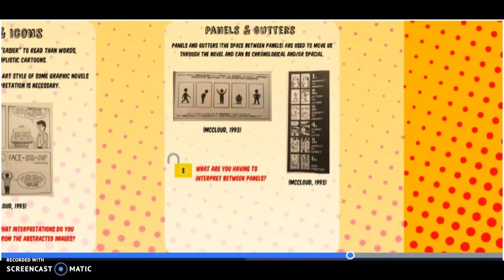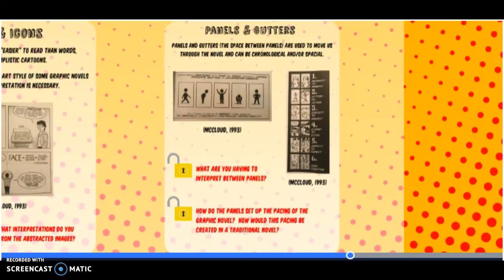So what are you having to interpret between panels as you're reading? And how do those panels set up the pacing of the graphic novel? How would this pacing be created in a traditional novel or even in a movie? Think about what kinds of interpretations you're making in between those panels.